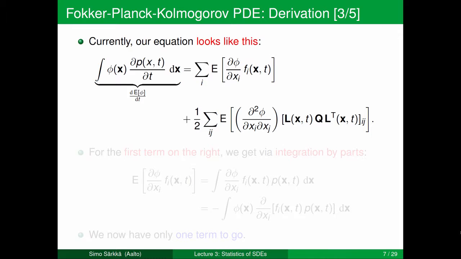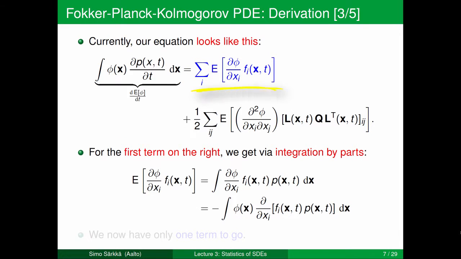Let's now return to our equation, which currently looks like this. The time derivative of the expectation of phi, which is equal to the integral of phi of x times the partial derivative of p dx, is equal to the Ito formula result, which is the summation of expectations of partial derivatives of phi with respect to xi times the corresponding fi's, plus half times the expectation of second derivatives times the elements of L Q L transpose.